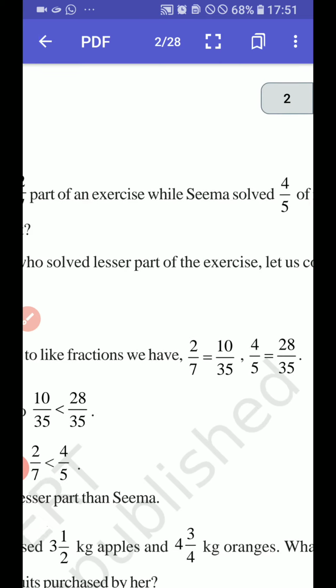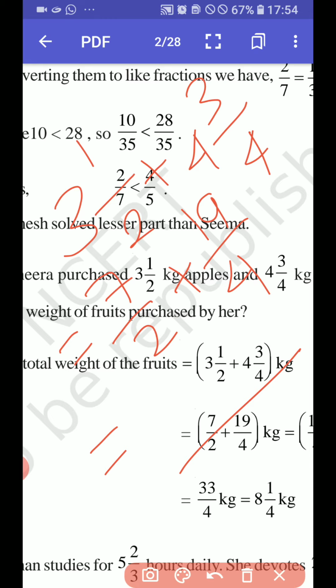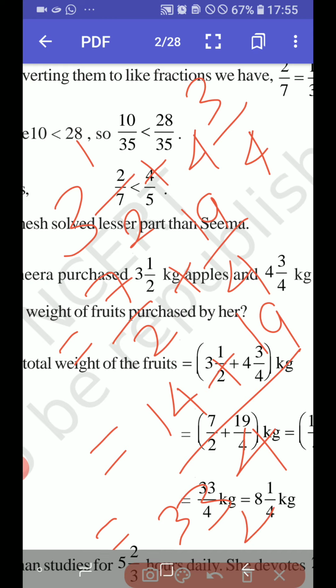Now what is the LCM of 2 and 4? Because 4 is divisible by 2 and 4, you can take 4 as the LCM of 2 and 4. Dividing 4 by 2 gives 2, so multiply 7 by 2, which is 14, plus 19 multiplied by 1, which is 19. Now 14 plus 19 means it will be 33 by 4.